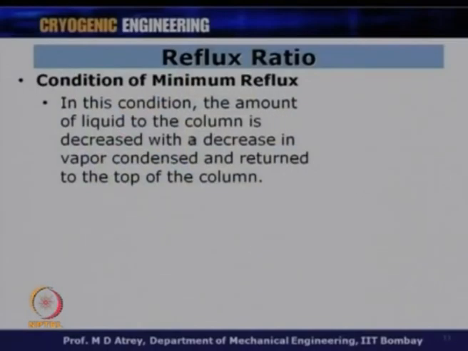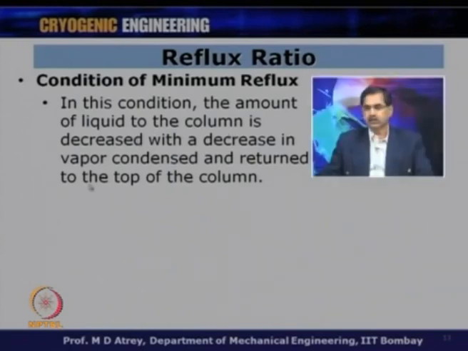So, let us see what it is. I have got a condition of minimum reflux. In this condition, the amount of liquid to the column is decreased, all right. So, liquid is coming less, with a decrease in vapor condensed and returned to the top of the column. In the earlier case, what was happening? All the vapor which goes up will get condensed.